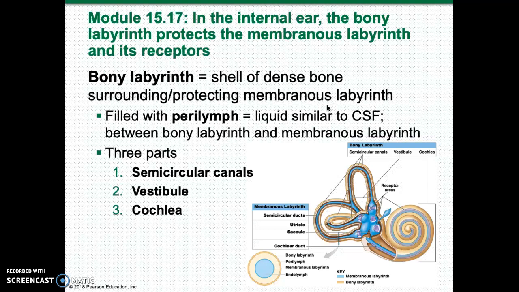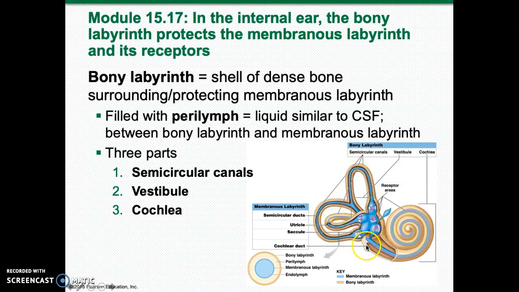In the internal ear, we are going to look at the details of the bony labyrinth. And here you can see the bony labyrinth, which is tan. And inside the bony labyrinth is the membranous labyrinth. This snail-shaped area is the cochlea. This region here, this hallway between the 2 of them, is the vestibule, and these rings are called the semicircular canals.